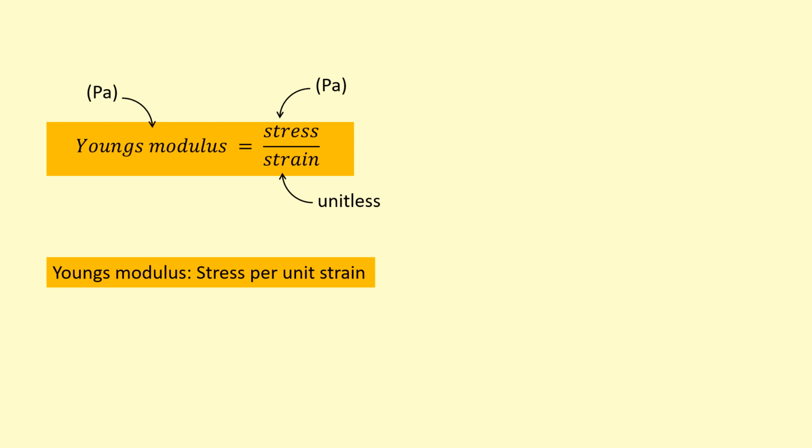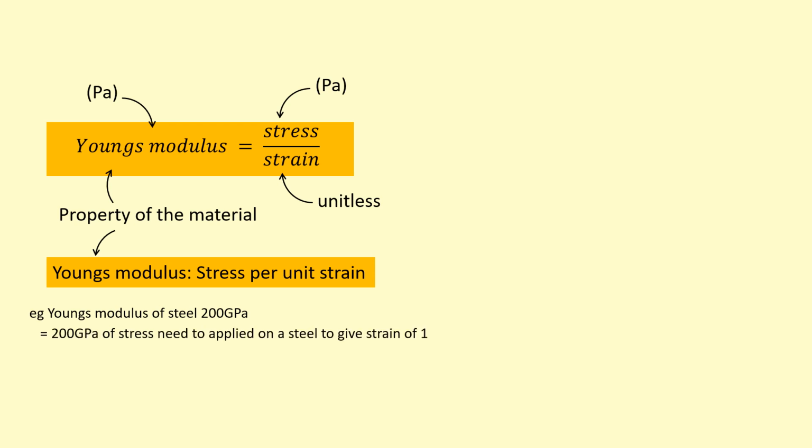Young's modulus is really useful because it's a property of the material. It tells us about, for example, copper or steel, and how easy it is to stretch, or how stiff it is. The higher the Young's modulus, the stiffer the material. For example, Young's modulus of steel is around 200 gigapascals. That means you need 200 gigapascals of stress applied to the steel in order to get a strain of one, in other words, to double its original length.